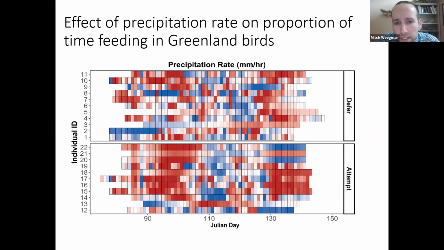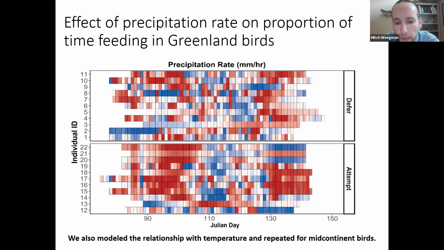And the colors here represent the strength of the effect. This is, again, precipitation rate on the proportionate time feeding. The stronger the red color, the more negative the relationship. The stronger the blue color, the more positive the relationship, and the white is sort of no effect or a neutral effect. So really here, from the wintering period on the left to the breeding period on the right, we just see lots of variation. There's no common strategy among deferrers or attempters. We also modeled this relationship with temperature and repeated for the mid-continent birds for a full comparison.